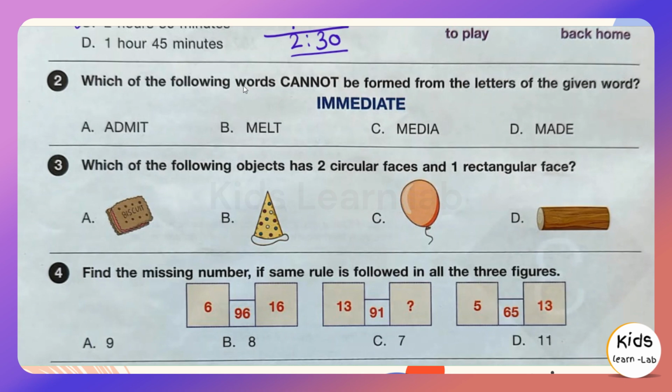Second question. Which of the following words cannot be formed from the letters of the given word? So this is the given word. In this word, how many letters are there? I, M, E, D, A, T. So 6 letters are there. So by using these letters, the words can be formed. Admit can be formed. Media can be formed. Made can be formed. But we cannot form melt because L is not present in the given word. So option B is the right answer, children.